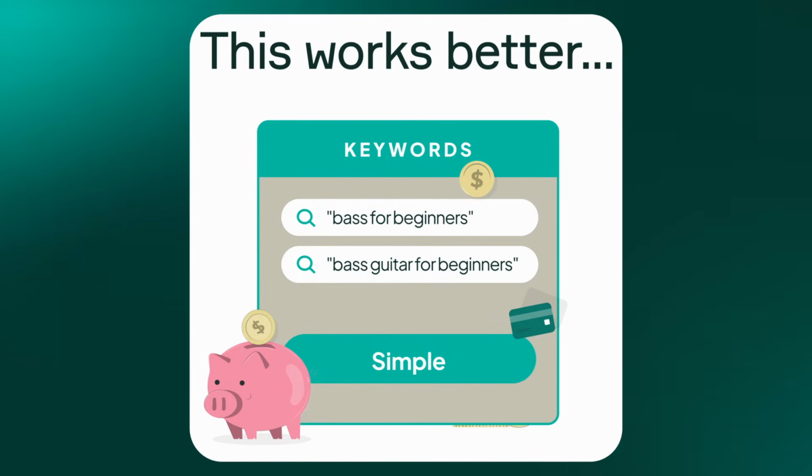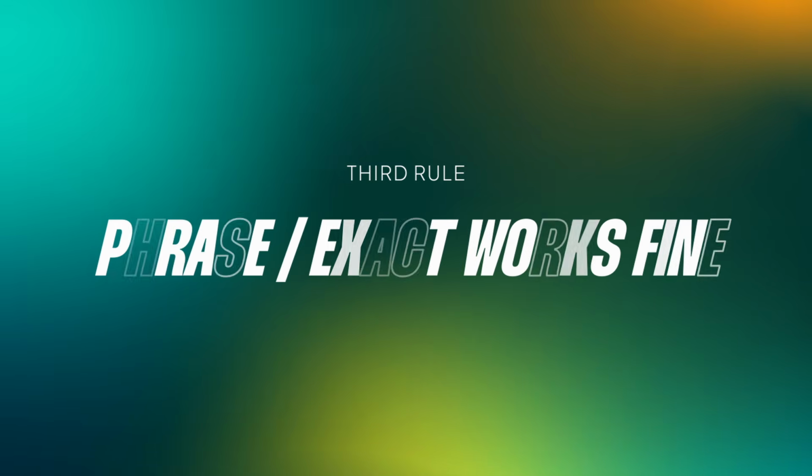Now, the example I have on the screen here is bass for beginners and bass guitar for beginners. This is what we implemented for these guys, and it had a 3x better volume, a 3x lower cost per conversion. The third one is phrase and exact match works just fine.